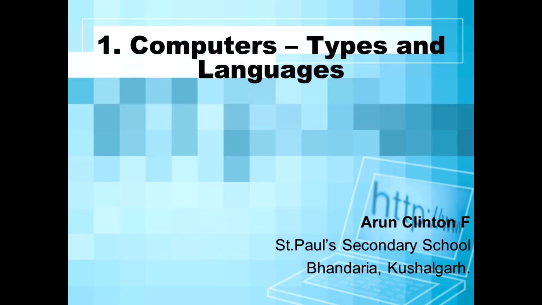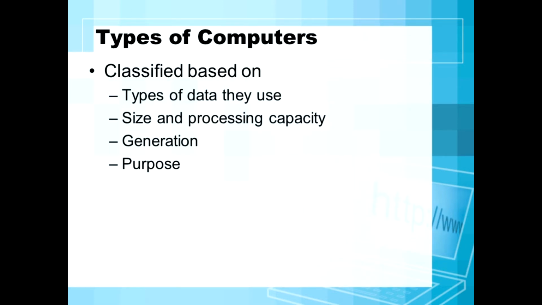The computers' types will change depending upon the data they use, their size and processing capacity, their generation and purposes. The main types of computers are classified based on, first, the types of data they use; second, size and processing capacity; third, generation; fourth, the purpose. First, we will see the classification based on types of data.